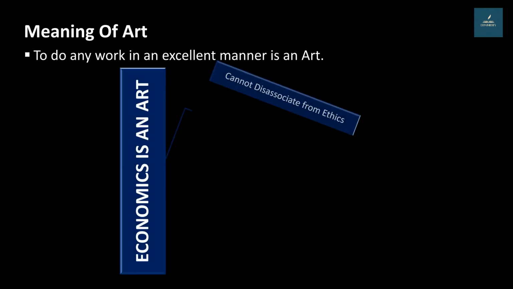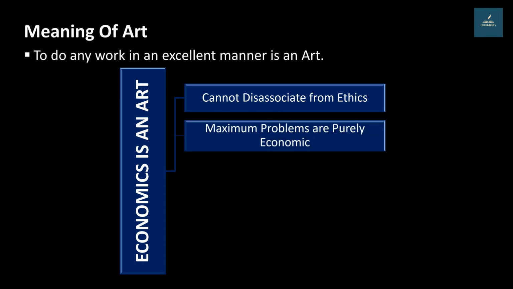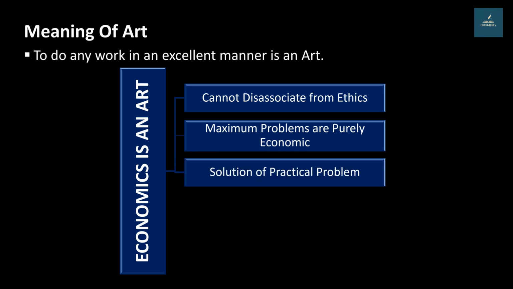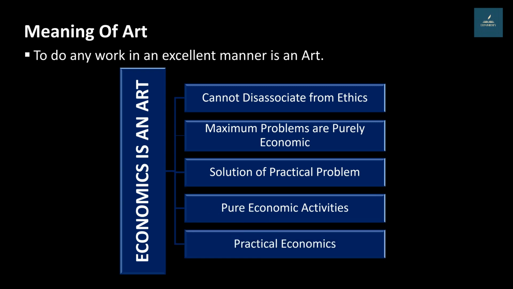Now the question arises, what is arts? To do any work in an excellent manner is an art. Points in favor of economics as an art are number one, cannot disassociate from ethics. Number two, maximum problems are purely economic. Number three, solution of practical problems. Number four, pure economic activities. And number five, practical economics.